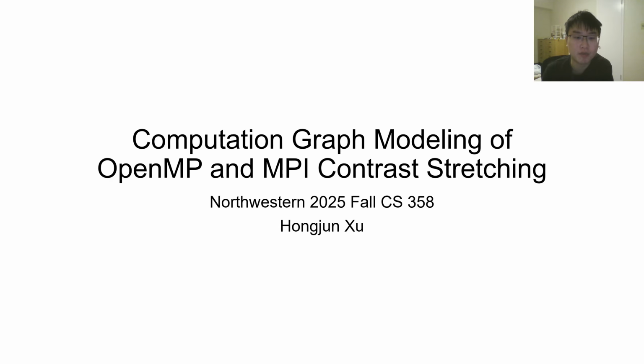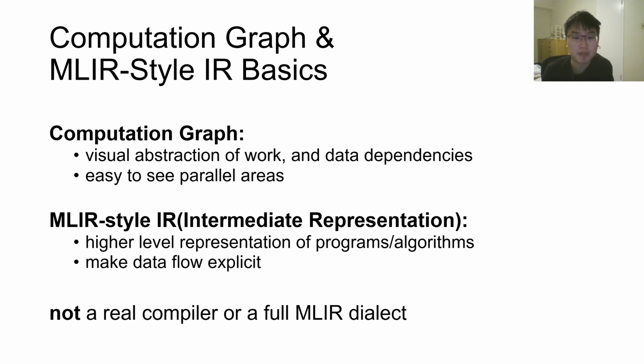Before showing the OpenMP and MPI examples, I want to briefly introduce the two main tools I used during this project: computation graphs and MLIR style IR. A computation graph, or a DAG, is simply a graph where each node represents an operation and edges represent dependencies. If two nodes are not connected, then they can run in parallel, and if one node depends on another, we draw an arrow between them. This makes the parallel structure of a program visible at a glance.